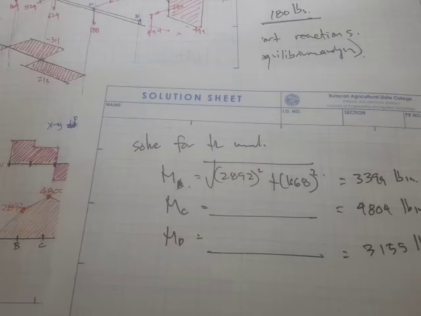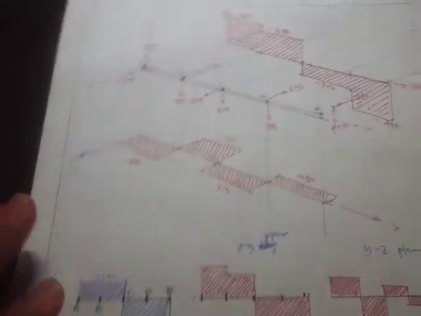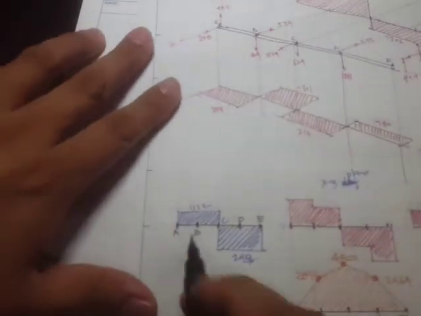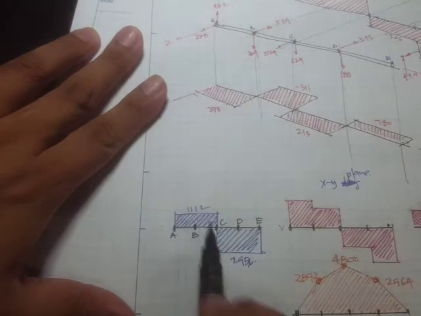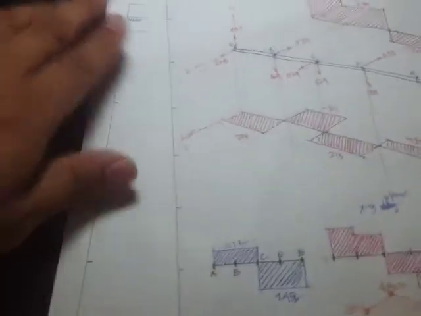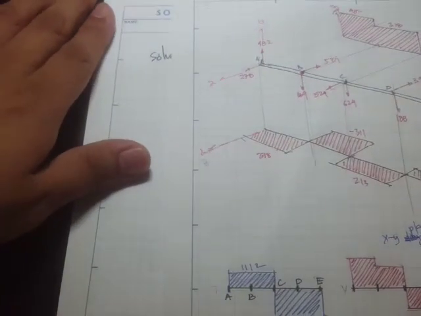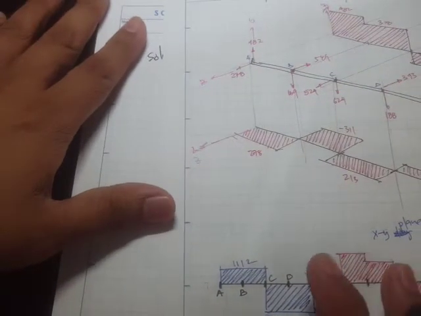And for the torque, we already did that. So here we have at point A, here's the value of the torque. At B, here's the value of torque. C, D, and E. So we can tabulate this. I think it's better to tabulate this.